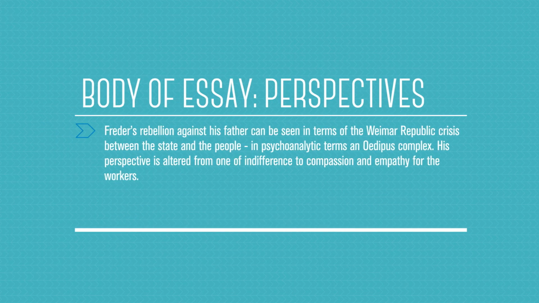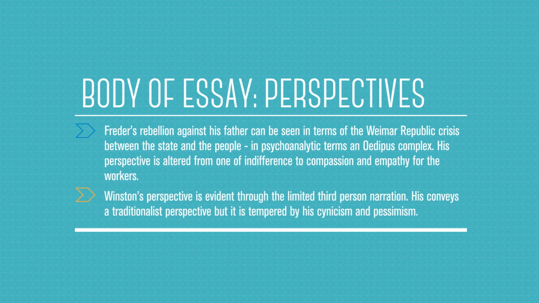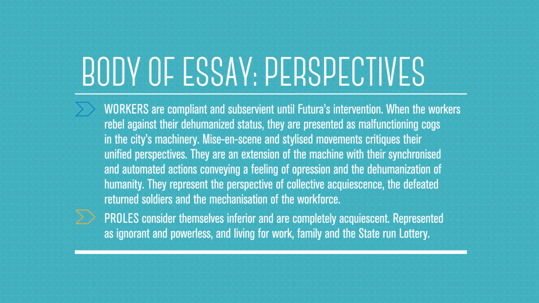And then we've got Freder in Metropolis, who rebels against his father, and he's your hero. He suffers from the Oedipus complex though. And his perspective is altered from one of indifference to compassion for the workers. Winston, on the other hand, has got this traditional perspective, but he's an anti-hero. He's cynical, full of pessimism, and knows that Big Brother will get him. And we look at two more, the workers and the proles. The workers in Metropolis, just like the proles in 1984, are compliant. They're just cogs in the machine, and they're completely oppressed by both powers.